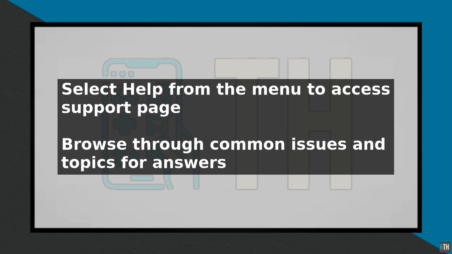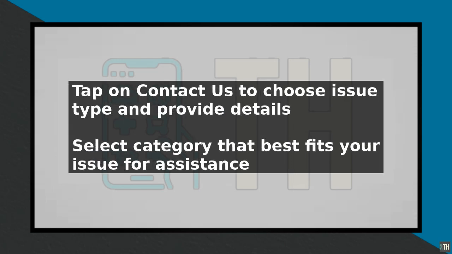You will then be given the option to call or message Lyft support. If you choose to call, you will be connected with a support representative who can assist you with your issue. If you choose to message, you will be able to type out your question or concern and receive a response from a support representative. When contacting Lyft driver support, be sure to have all relevant information available, such as your trip details or any error messages you have received. This will help the support representative to quickly and efficiently assist you with your issue.